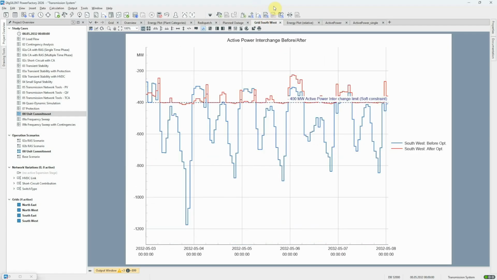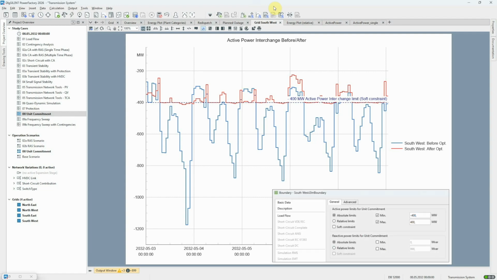This plot shows the interchange of the southwestern part of the network with the rest of the system. We defined a constraint of between minus and plus 400 megawatts for the interchange, and now we can see how this constraint is respected.